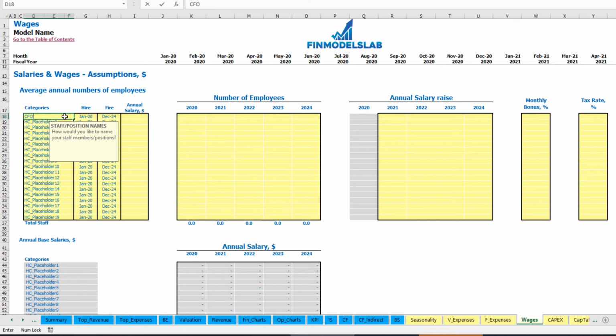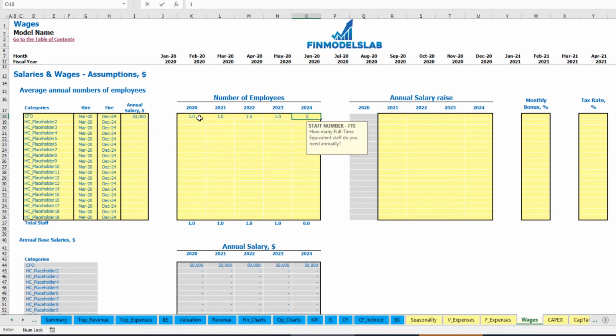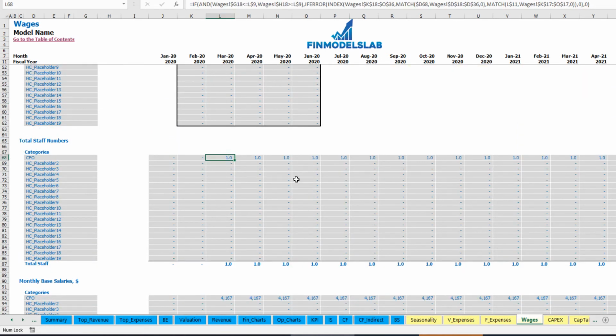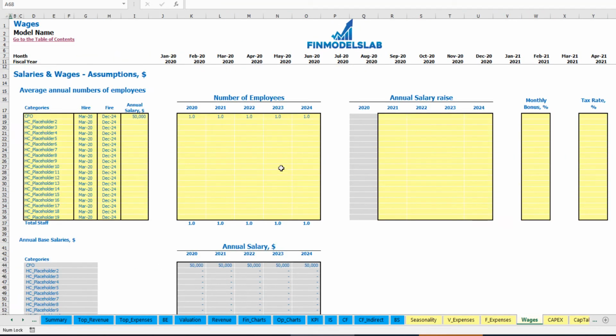Let it be CFO, which you are going to hire in March 20. You're not going to fire him, so the fire date will be December 24. So annual salary can be $50,000, and this will be one CFO over the time. So you may see one CFO, which is one headcount, starting from March till the end of the model, which is December 24. Also, you can input 5% of salary growth rate. You may see the amounts by years connected to this annual salary and impacted by the annual salary rise.